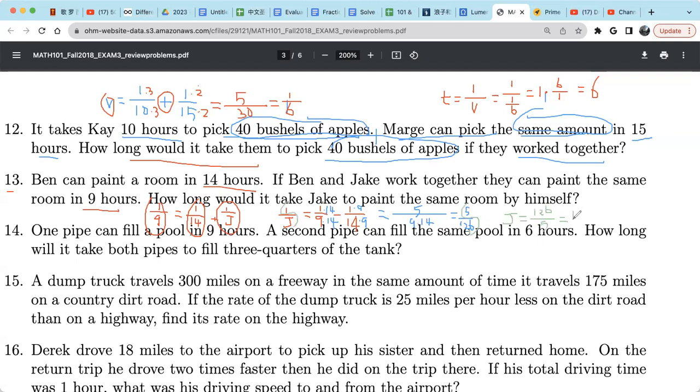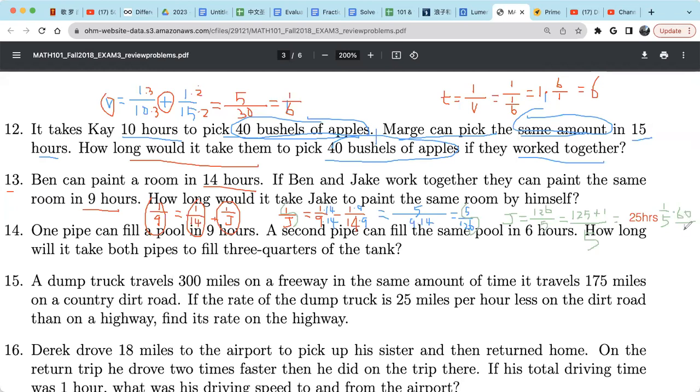125 can be divided by 5, so we split 126 into 125 plus 1, then divide by 5. 125 divided by 5 is 25, so that's 25 hours. Then 1 over 5 hour, we need to convert into minutes. What do we do? We multiply by 60 because each hour has 60 minutes.